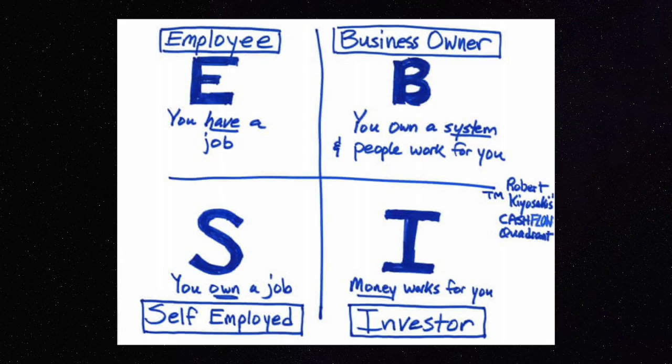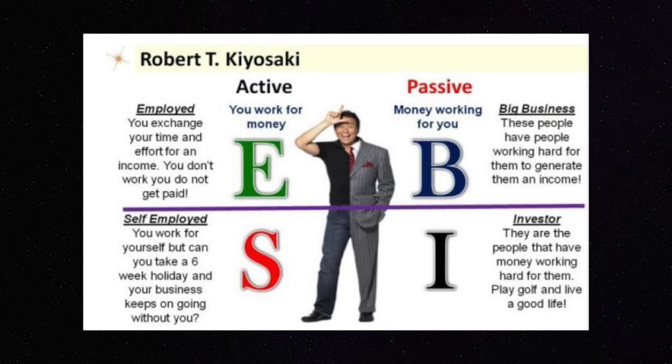First, we have the E quadrant, which stands for employee. This is where most people start. Employees work for someone else and earn a paycheck. The E quadrant is about job security, benefits, and steady income, but it's also limited by how many hours you can work. It's like being on a treadmill. No matter how fast you run, you're still in the same place.